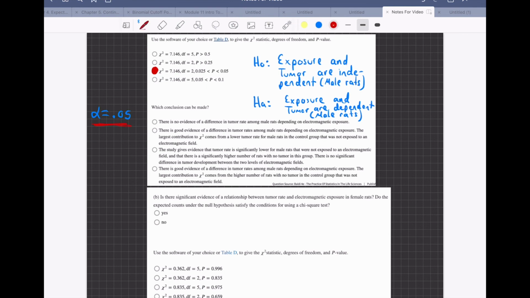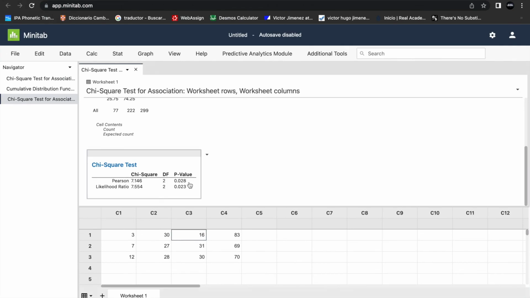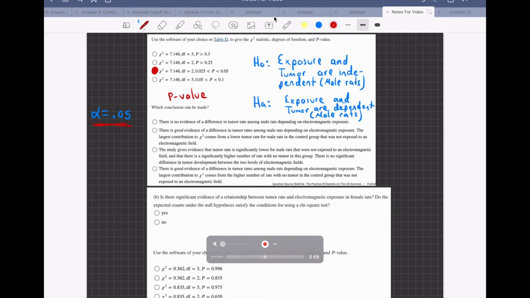So do we reject the null hypothesis? The p-value is 0.028, so yes, we have to reject the null hypothesis. So we reject this one, that they are independent. So it seems there is an association, right? Because they are dependent. So the right option here is, I think, again, yeah.